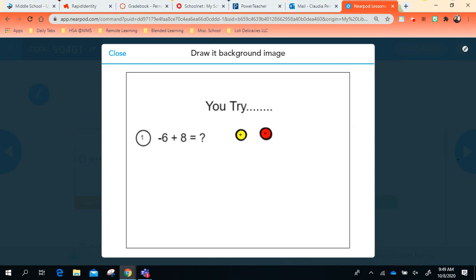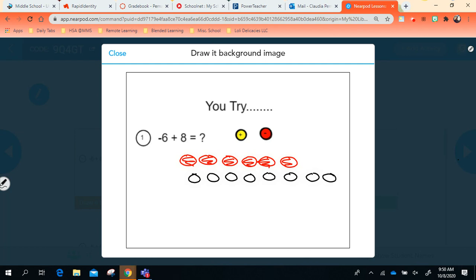Okay, so my -6. I'm going to go ahead and draw 1, 2, 3, 4, 5, 6. Can you see if I'm standing in front of the screen right here? Those of you over there? Can you see? And then I've got 8 more. 1, 2, 3, 4, 5, 6, 7, 8. And if you need to count them to yourself so you don't make a mistake, by all means.